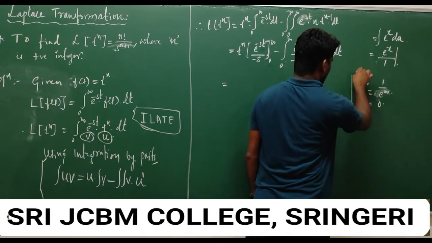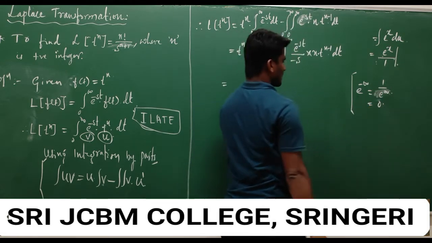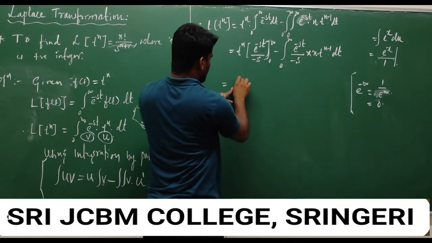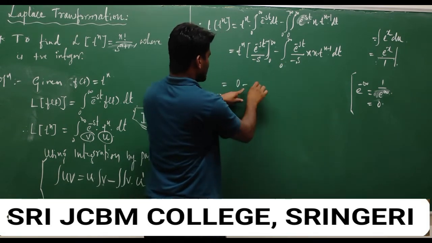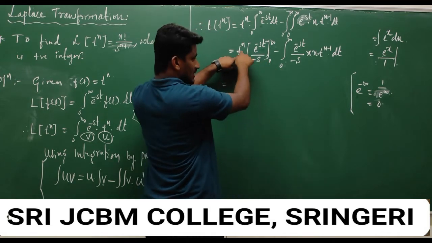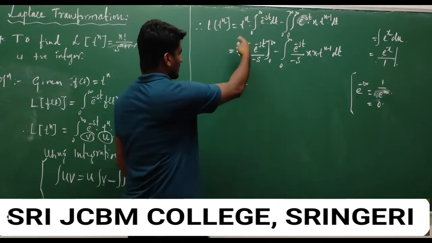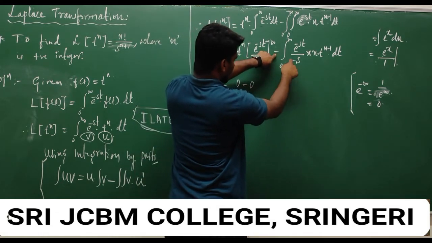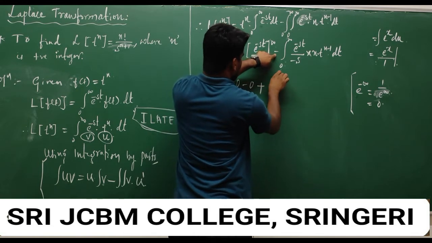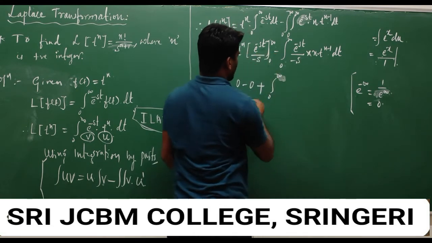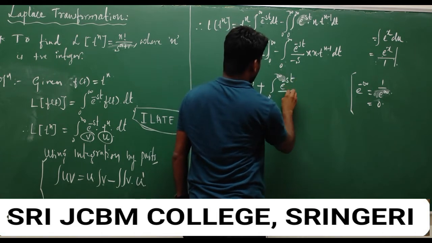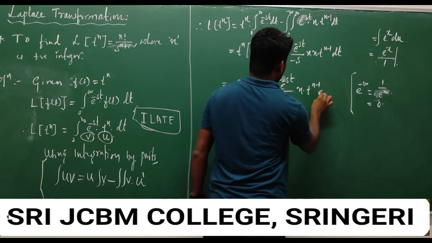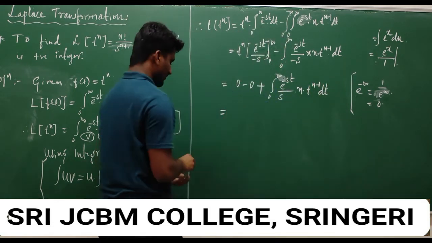In the previous video we discussed exponential of infinity values. So the upper limit value is 0, and minus the lower limit value: t is the variable, so substitute t as 0, and the whole thing is 0. Now simplify it: minus of minus is plus, integration 0 to infinity, e to the power minus st, and minus s and n into t to the power n minus 1 dt, and simplify it again.